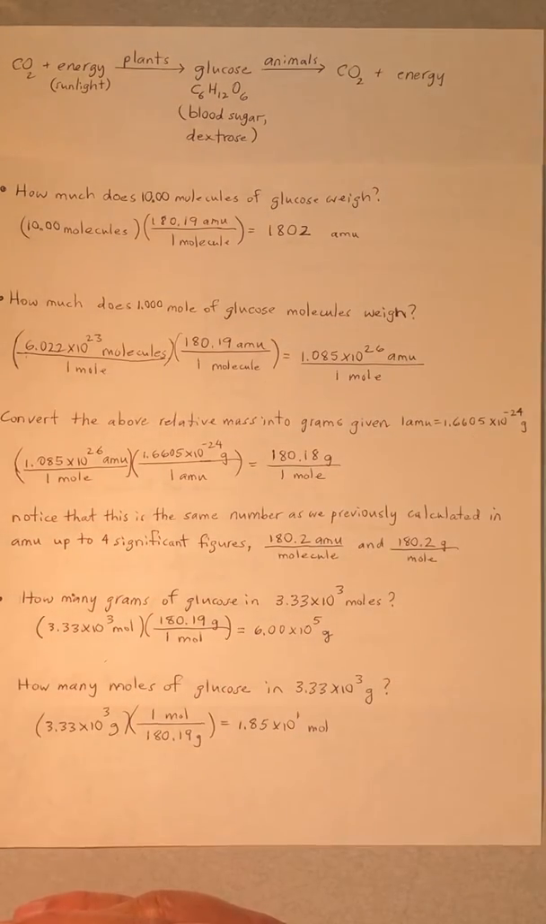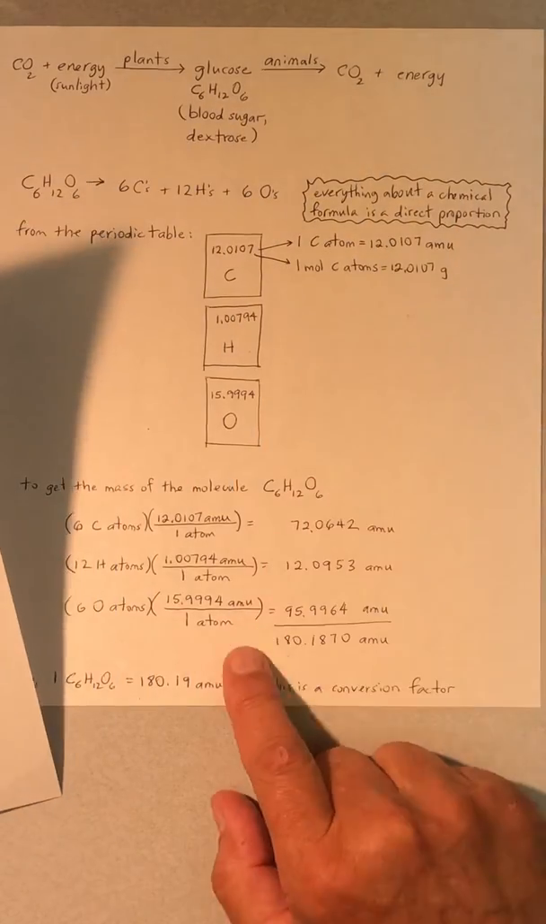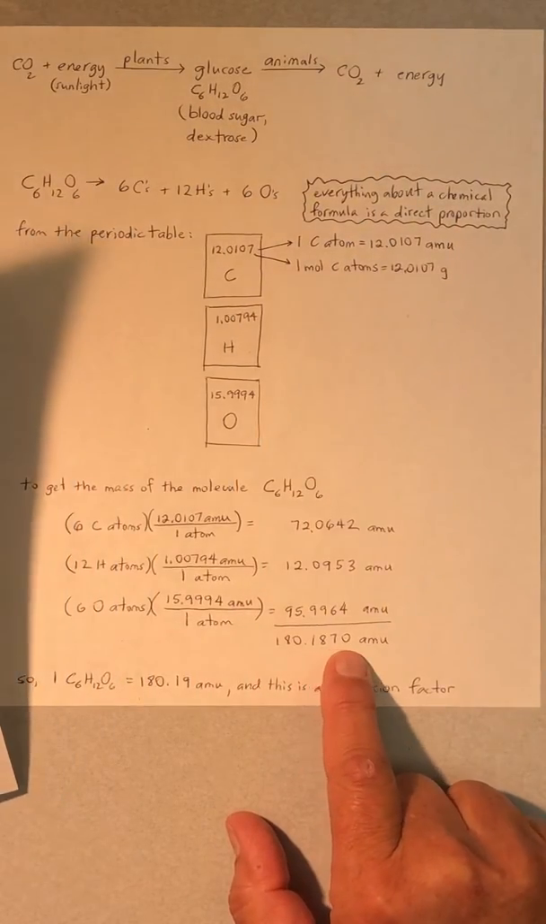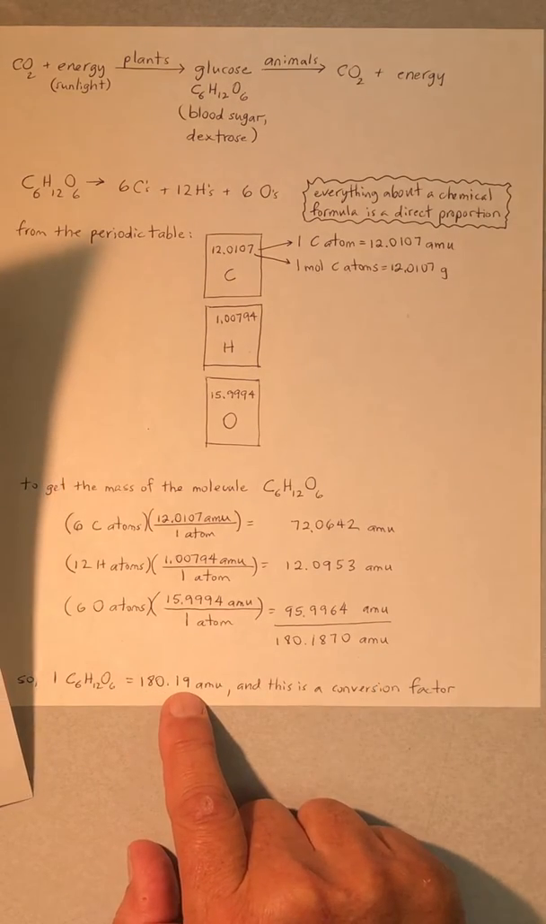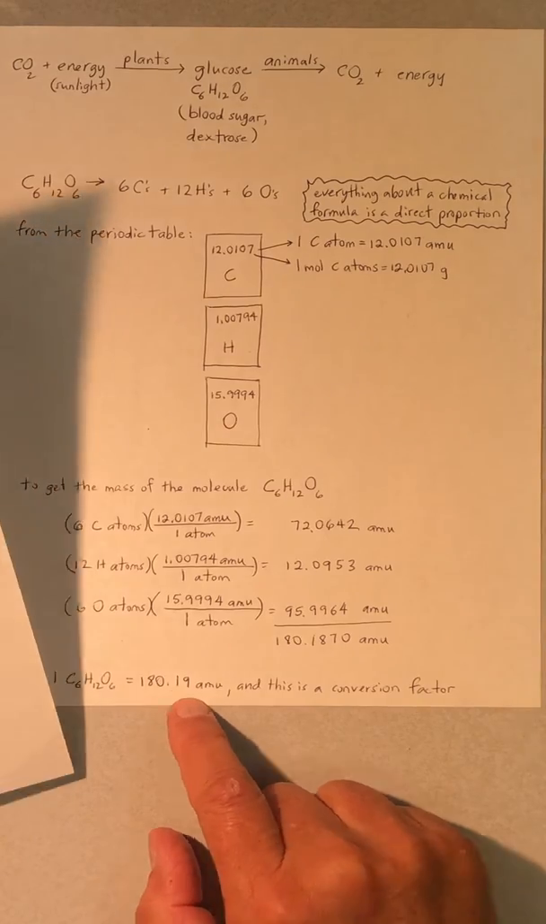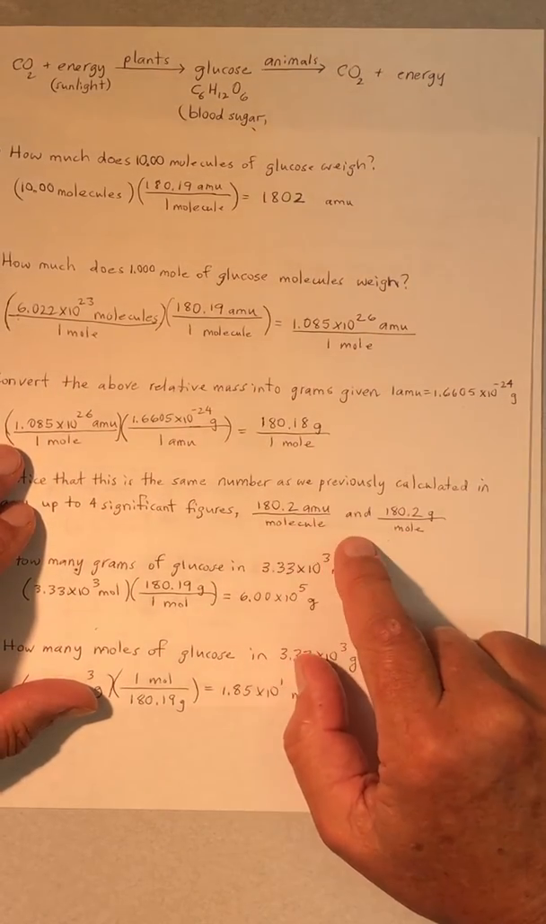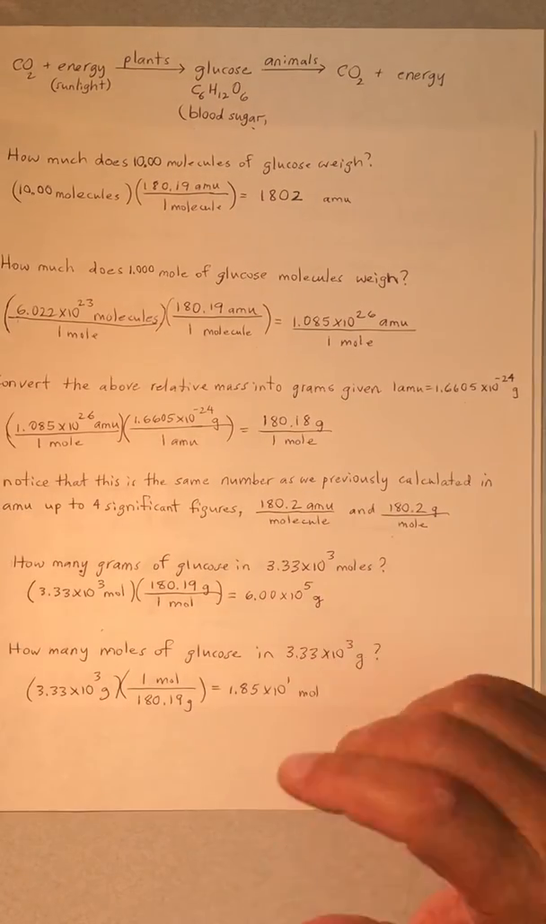So notice this is the same number that we previously calculated. If you go back to here, and I round this off to 5 significant figures, I get 180.19. If I go to 4 significant figures, I get 180.2. So we do have rounding off issues because of significant figures, but they're the same number.